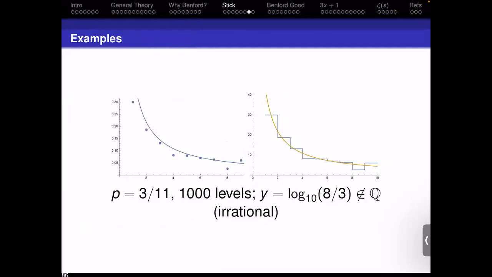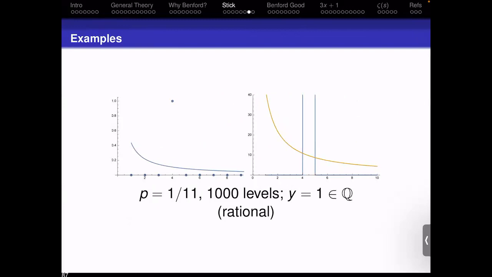Okay, so something discrete. So if P equals 3/11, here's a plot of what's going on. We have something that's irrational. If we take P equals 1/11, you can see a tremendous spike where everything has the same leading digit.